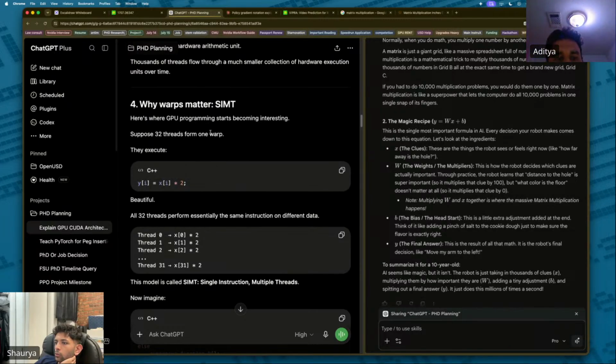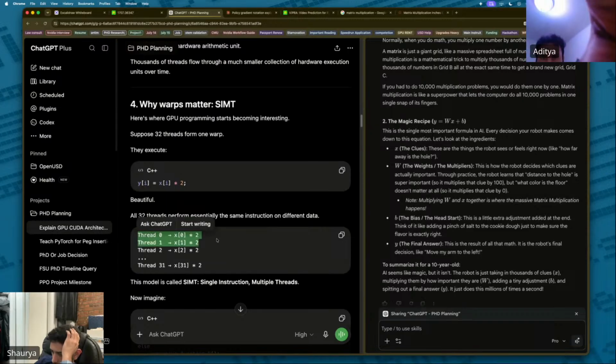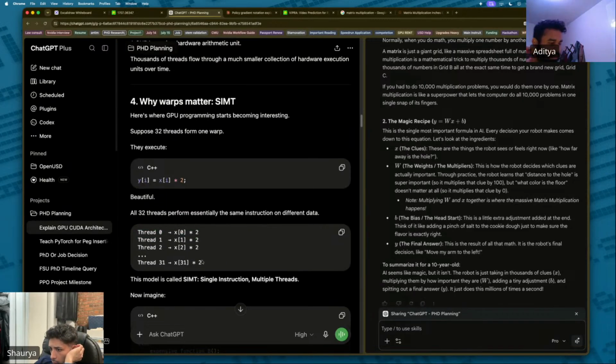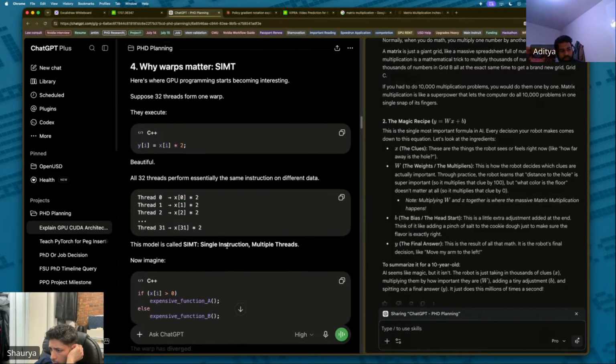Suppose 32 threads form one warp. What is SIMT? Single instruction, multiple threads. So yi = xi * 2: y0 = x0 * 2 is thread 0. This model is called single instruction, multiple threads.